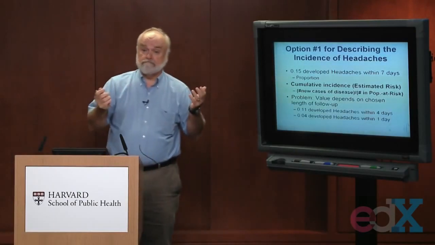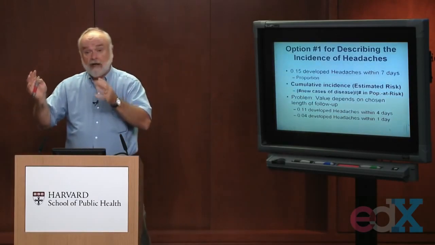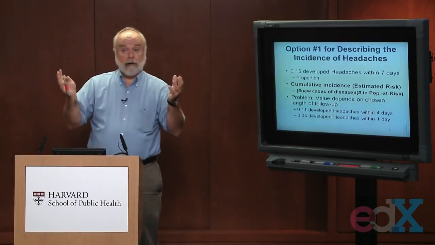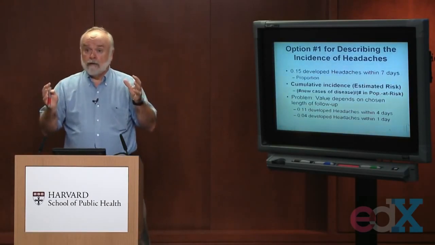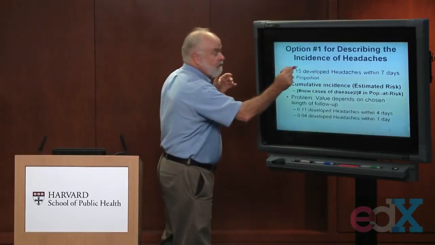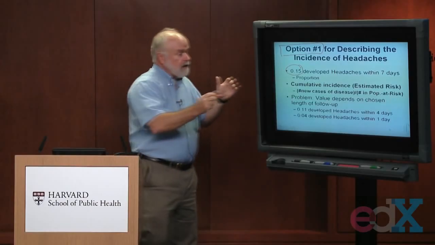So here's option number 1. Let's report a proportion. We had 100 people, 15 of them developed headaches, 85 of them did not develop headaches. When we talked about binary outcomes in the last sequence of lectures, I said one way to describe a binary outcome is to describe a part over a whole. 15 cases out of 100 people being followed for 7 days. And that's 15%. So one way to do this, we'll call this option number 1, is to say that 15% of your students developed headaches within these 7 days of follow-up.